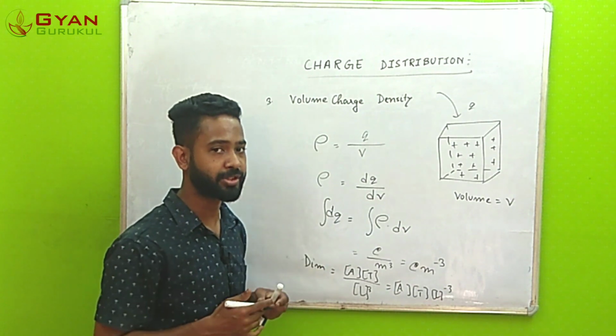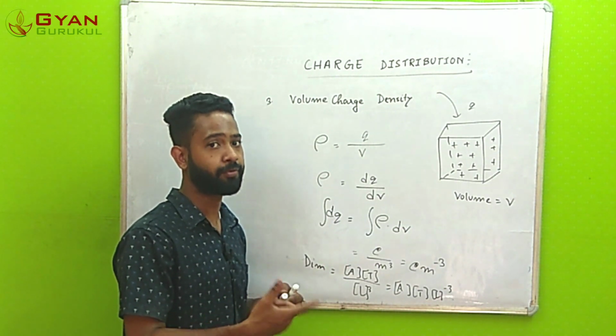So these are the three types of charge densities that we will be taking use of in our further explanations.